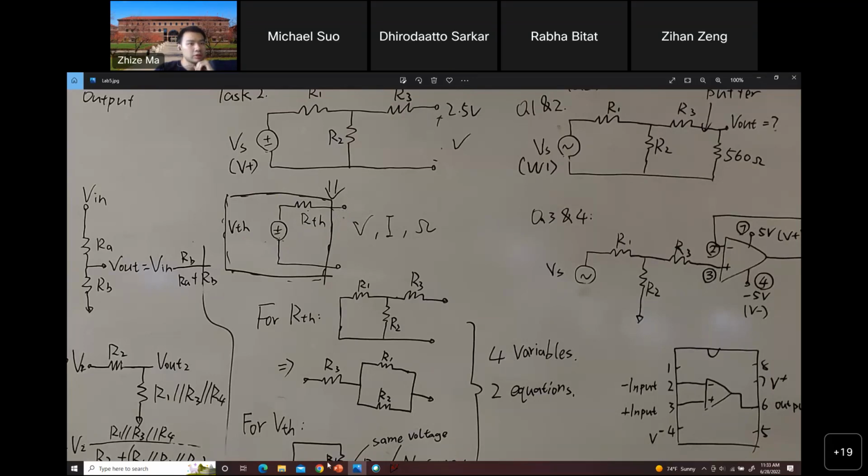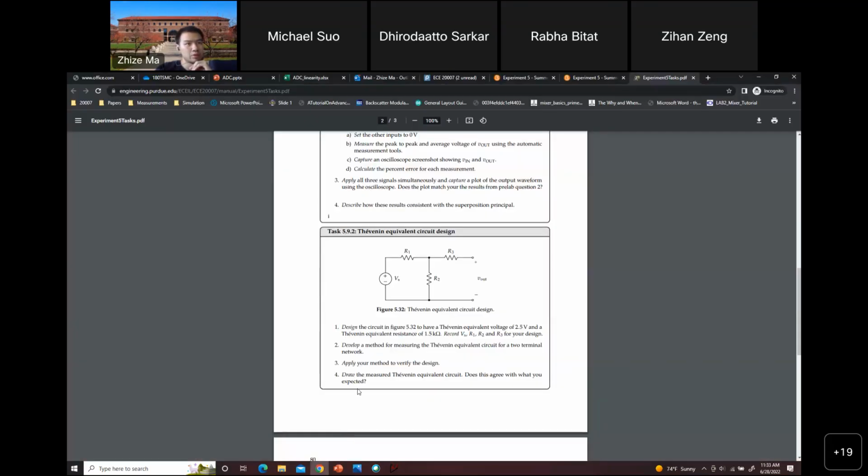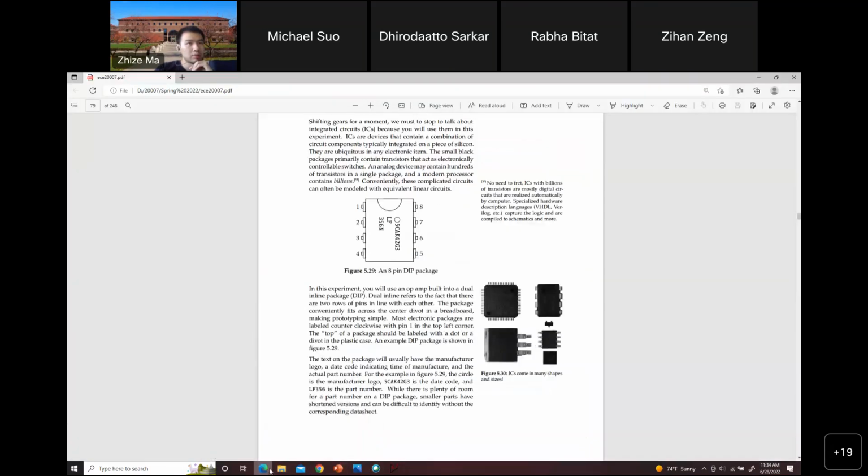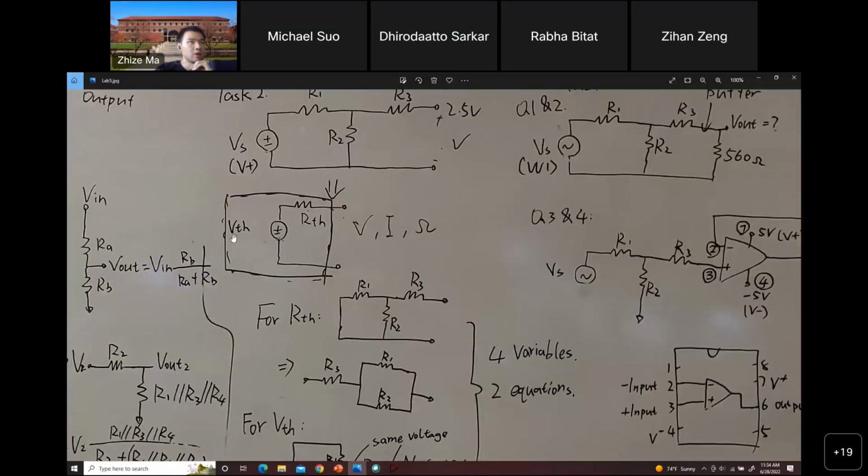So the method you need to develop here, in the report, what we want to say is you can write a step-by-step method, like step 1, 2, 3, that measures the values for VTH and RTH. You can either measure the voltage, current, or even the resistance, but at the end, you want to get the RTH and the VTH.